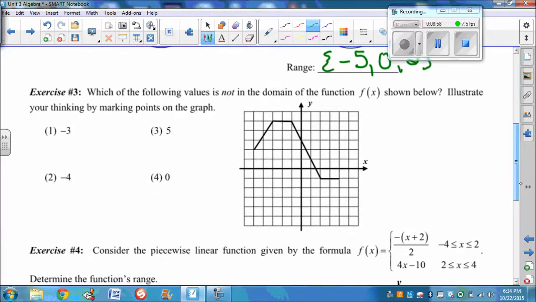Which of the following values is not in the domain of this function? Illustrate your thinking by marking points on the graph. So is -3 in this domain? 1, 2, -3, and that sure is. What about -4? That certainly is. What about 5? 1, 2, 3, 4, 5. Do I meet the graph anywhere? That looks like the one that's not, but now let's show that 0 is. 0 certainly does touch the graph there.